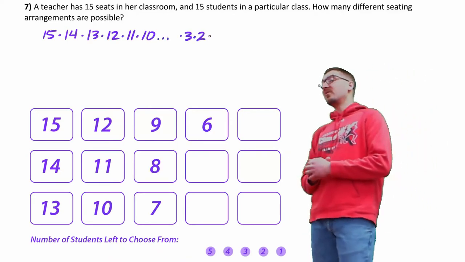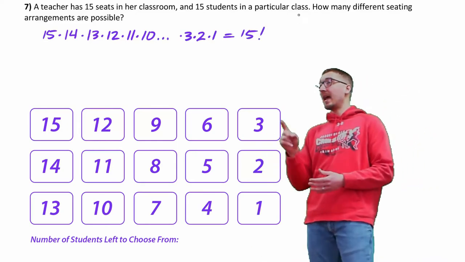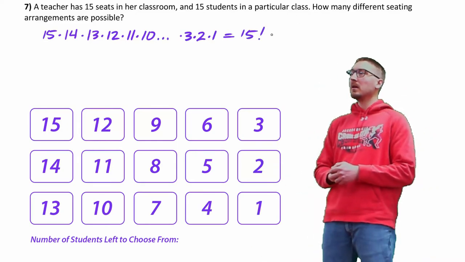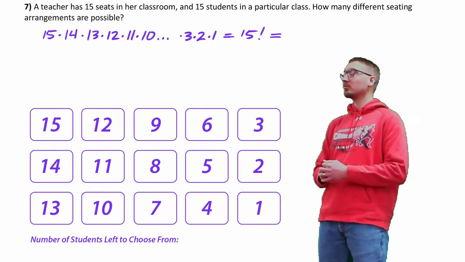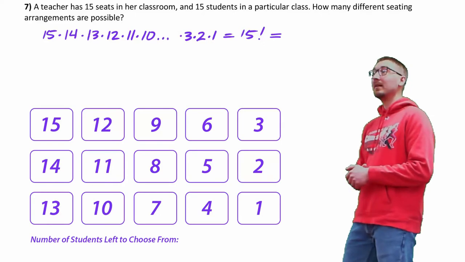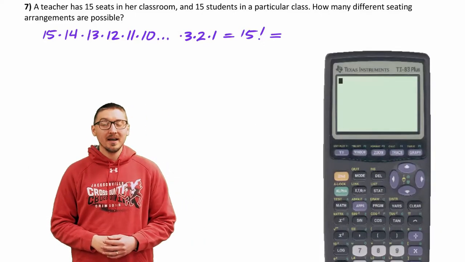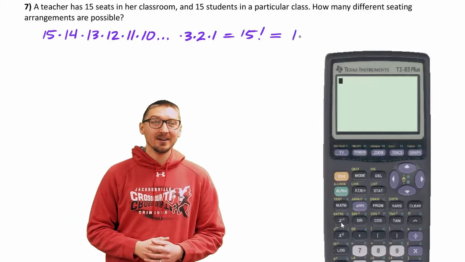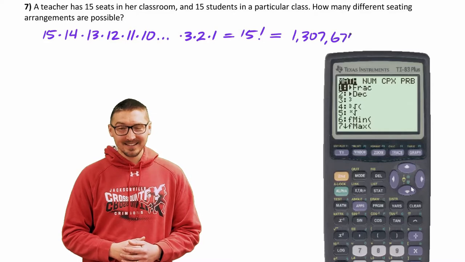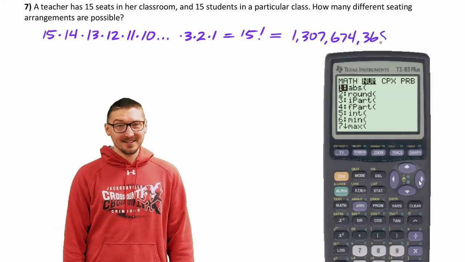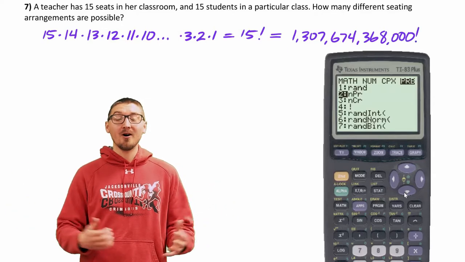So mathematically, this is 15 factorial, which you don't have to write all the way out. Just put 15 exclamation point, that says factorial. And putting that into your calculator, there is an option to find that. I'll try to show you where that menu is. But hitting enter on your calculator with 15 factorial is 1,307,674,368,000 different seating charts. These possibilities are almost endless.